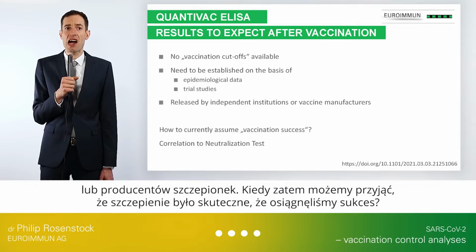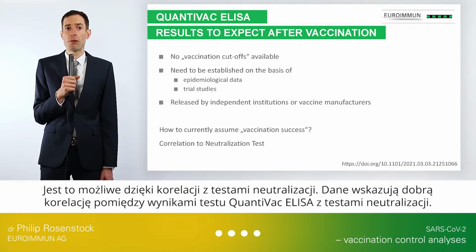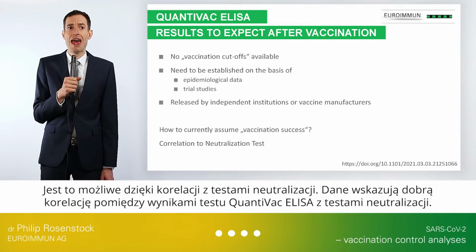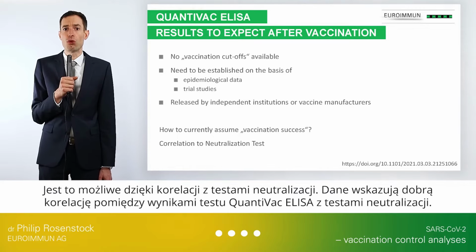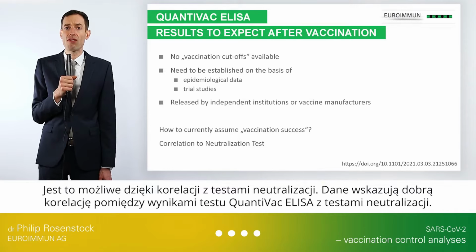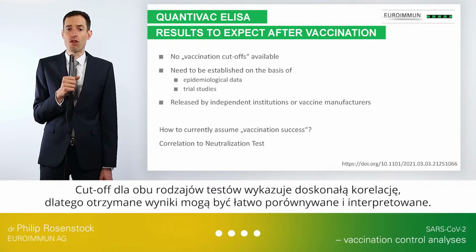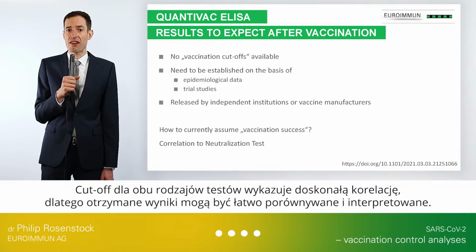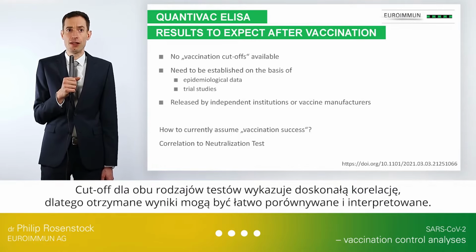So how can we currently assume a vaccination success? This is only possible on the basis of correlation to a neutralization assay. And there are also already some data for our SARS-CoV-2 Quant-T-Cell ELISA that show a good correlation to neutralization assays and that show that the cutoff that was validated for the Quant-T-Cell ELISA is correlating excellently to cutoffs from neutralization tests, so that the results can be correlated easily.